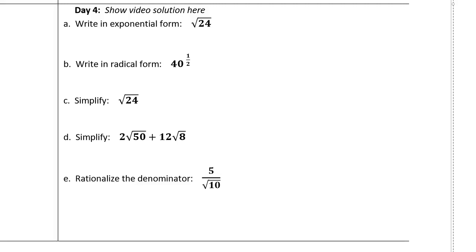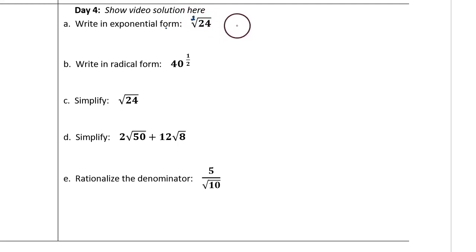Here is the answer for day 4. Question A, write in exponential form. And this is in radical form right now. The square root symbol is called a radical symbol. So the square root of 24 has an index of 2, even though for square roots, you don't take the time to show the index.